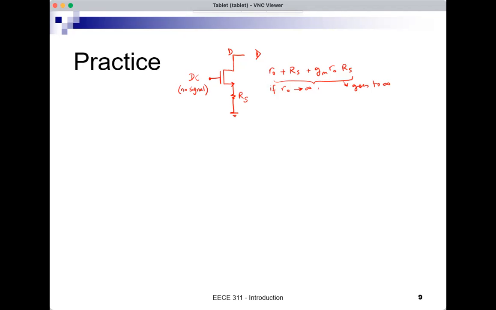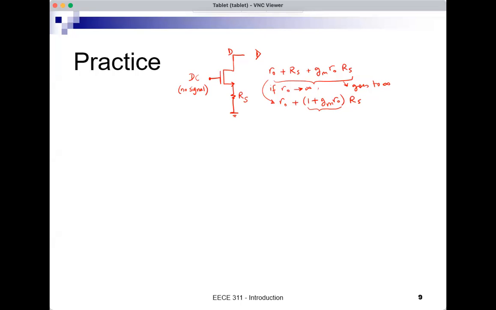The other thing we notice here is that this is much bigger than RS because it multiplies RS. This is RO plus 1 plus GM RO RS. So this is much bigger than RS. The reason we say much bigger is because this ratio for a MOSFET is usually large. GM RO for a MOSFET is a large number, usually in the tens or more. So this is much bigger than RS.